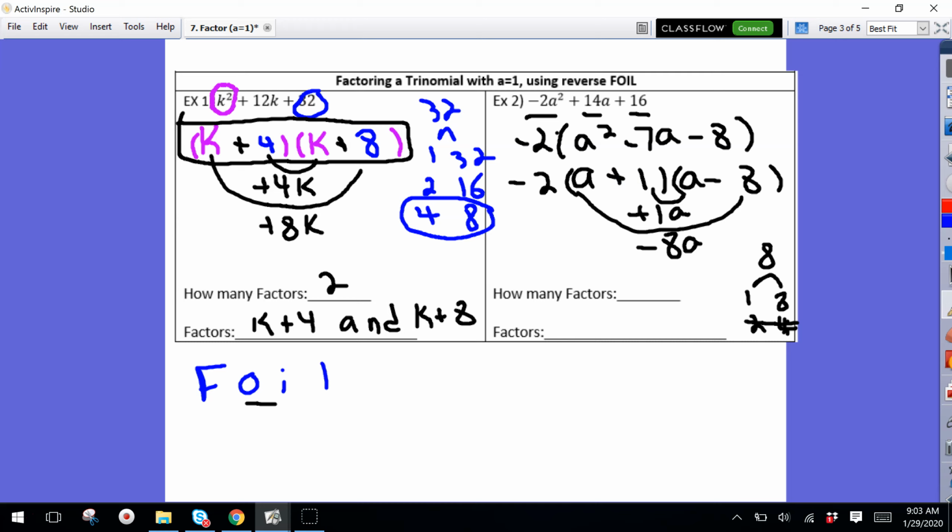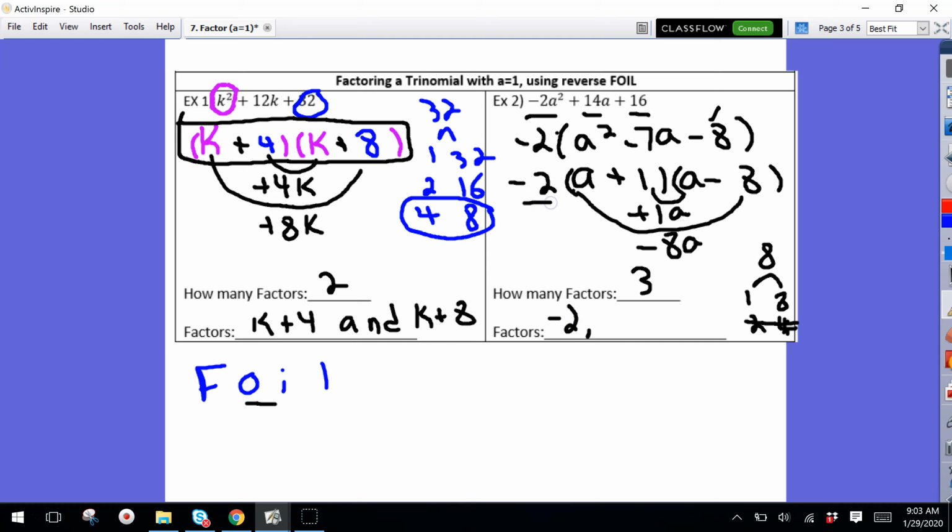Okay, so the other thing that I always like to check is the sign of my last term. Is it still good? 1 times -8, is that -8? Yes, it's good. It's perfect. I got this. So this works perfectly, and if I did FOIL, I would get this trinomial, and then if I distributed the -2, I would get exactly what I needed. So there are 3 factors here. My 3 factors are -2.